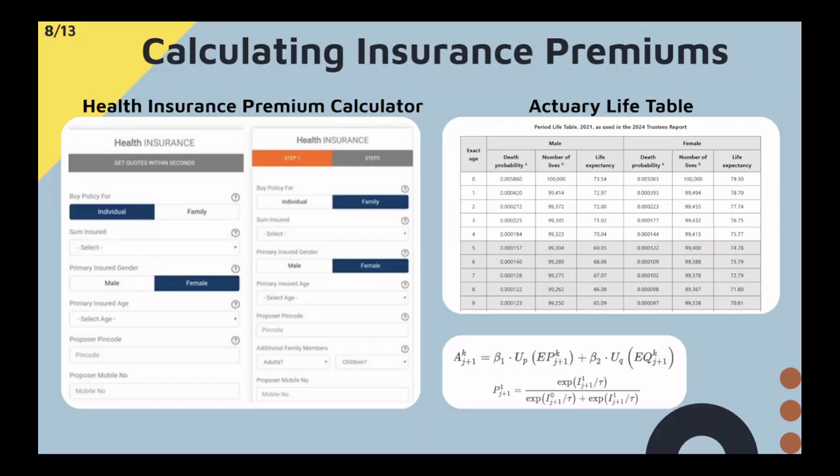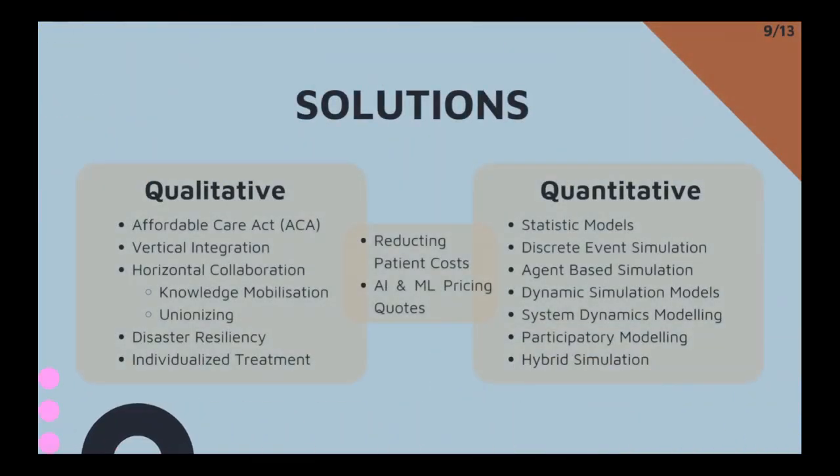But quickly, Aachal, what is this equation here at the bottom of the screen? Actually, among various mathematical models that we use, this is one of the examples for decision making. Oh, cool. And moving forward onto the solution side.